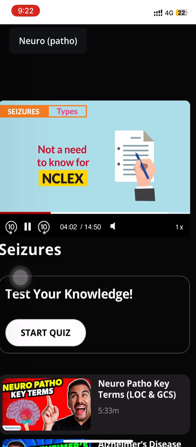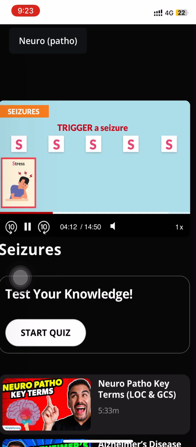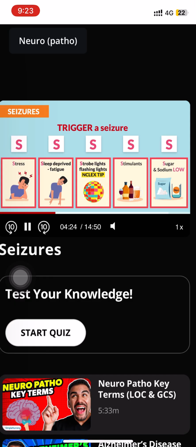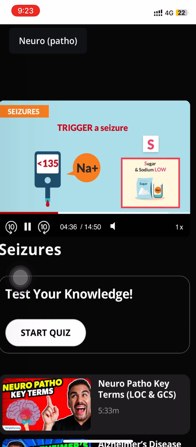But this next part is, so be sure to write this down. The factors that can trigger a seizure. Just think of the 5 S's for seizures. So stress, sleep deprived, that's a huge one, also known as fatigue. Strobe lights, those flashing lights, always a big NCLEX favorite. And stimulants, and then very lastly, sugar or sodium that is low. So hypoglycemia, below 70, the brain might die because of that low sugar. And hyponatremia, below 135 sodium level.